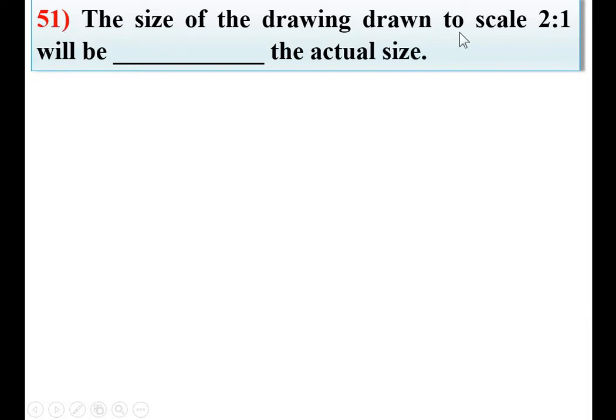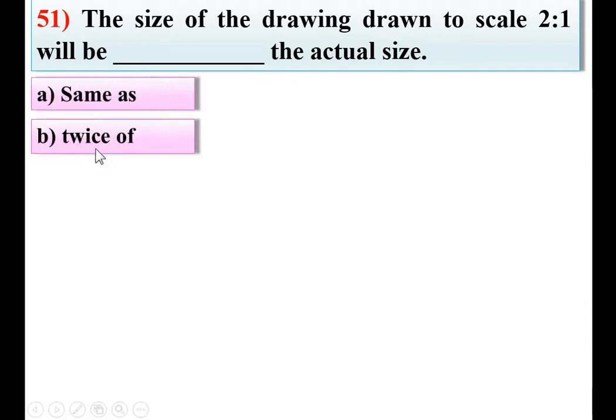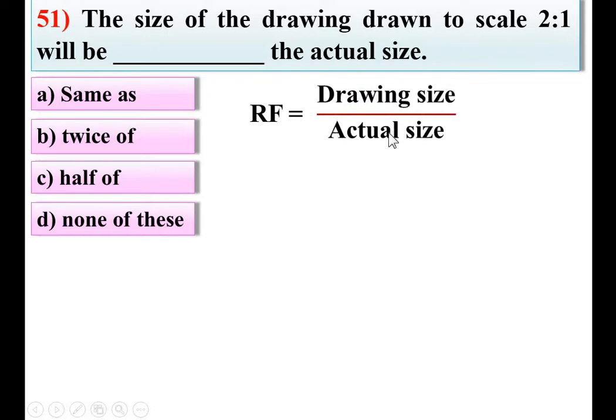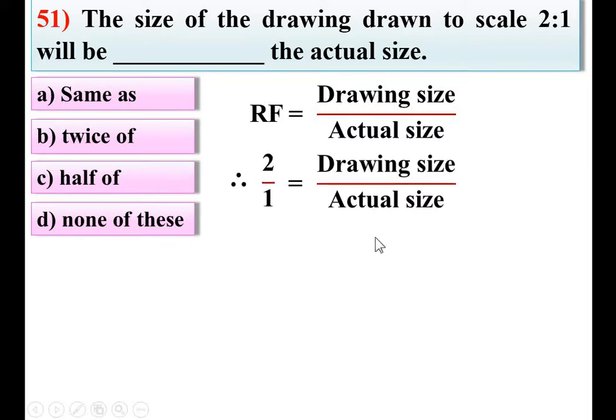The size of the following drawing drawn to scale 2:1 will be blank the actual size. Options: same as, twice of, half of, none of these. In the description it is given to you that the scale is 2:1 and that is actually representative fraction. So we know that representative fraction is equal to drawing size upon actual size, and here RF is given to you 2:1, that means 2 by 1. So if I put it over here, RF as 2 by 1 is equal to, as it is, drawing size upon actual size as it is.